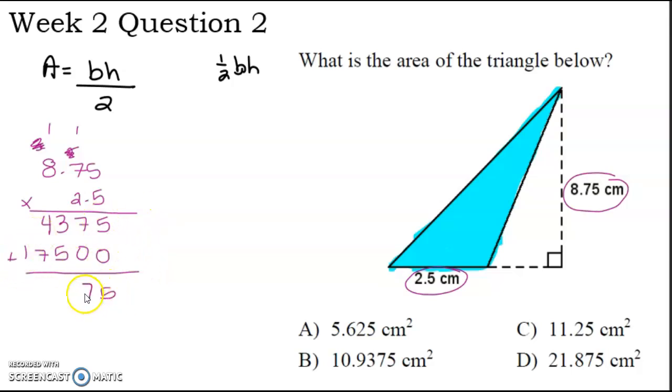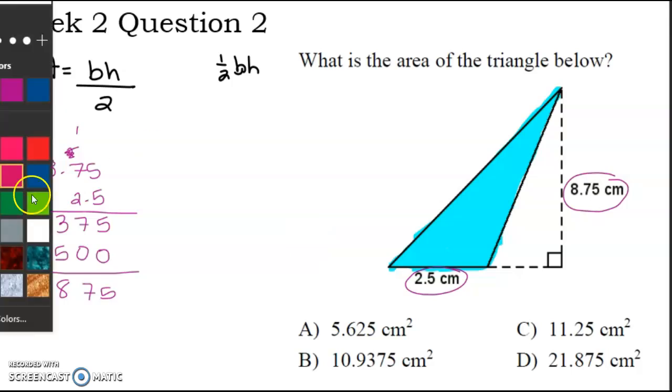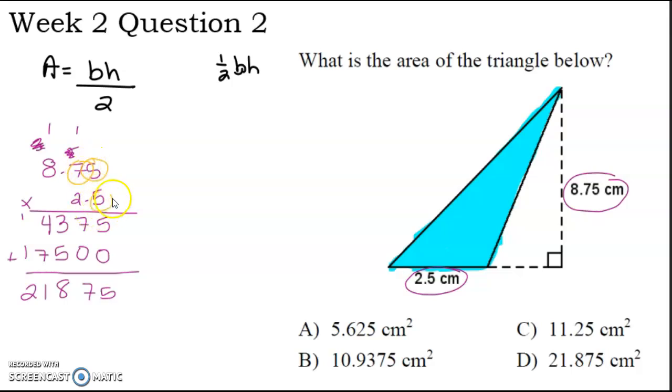5, 7, 8, 4 plus 7 is 11, and 2. And now I have to count how many numbers are behind my decimal, which I have 1, 2, 3. So I move the decimal 1, 2, 3. So my area so far is 21.875. But according to my formula, it's base times height cut in half. So now I need to divide this by 2.